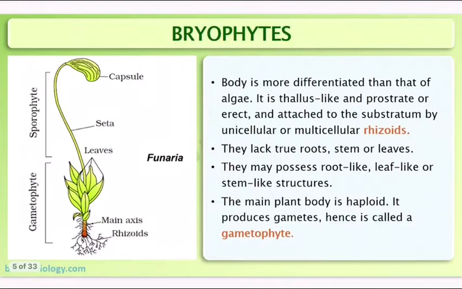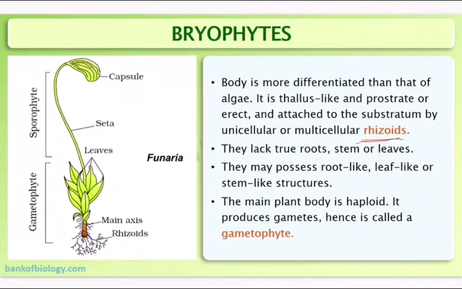They occur in damp, humid and shaded localities, as you are seeing. Even on steps, on rocks, on tree trunks you can see them. The body is more differentiated than that of algae. In the case of algae, we said Thallophyta, thallus is there, an undifferentiated plant body. In this case, there is some difference. It is thallus-like, prostrate or erect, and attached to the substratum by unicellular or multicellular rhizoids.